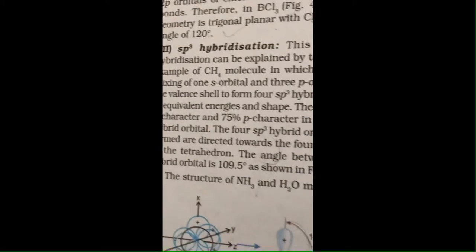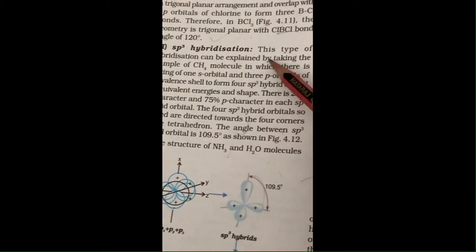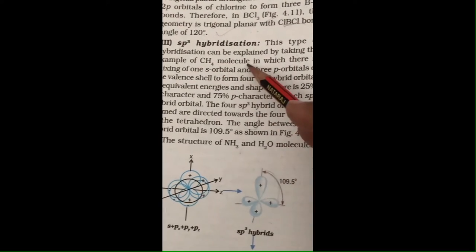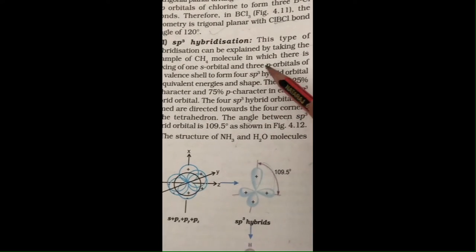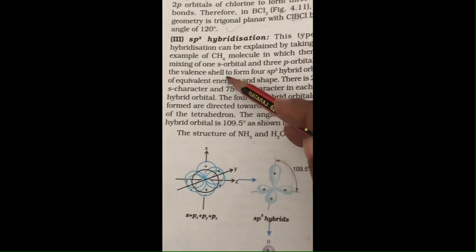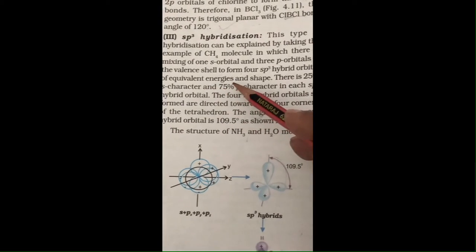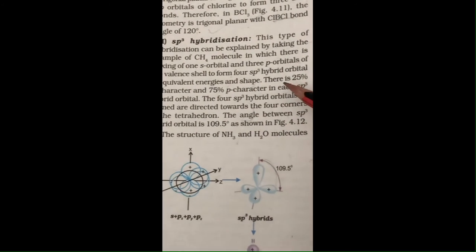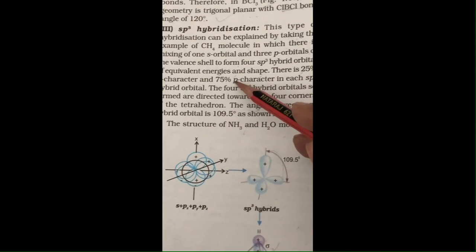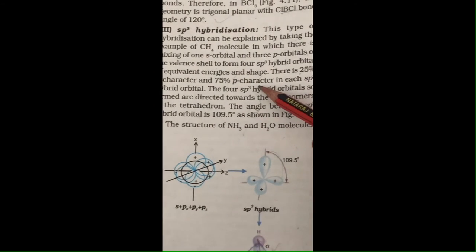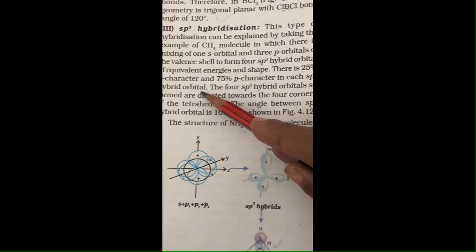And the next is the sp3 hybridization. This type of hybridization can be explained by taking the example of the methane molecule, CH4, in which there is mixing of 1 s orbital and 3 p orbitals of the valence shell to form 4 sp3 hybrid orbitals of equivalent energies and shapes, and there is 25% s character and 75% p character in each sp3 hybrid orbital.